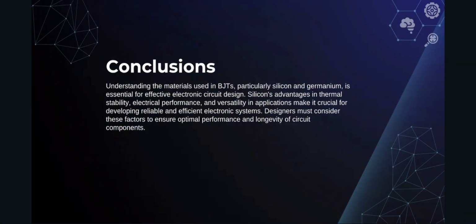Conclusion: understanding the material used in BJT, particularly silicon and germanium, is essential for effective electronic circuit design. Silicon's advantage in thermal stability, electrical performance, and versatility in application make it crucial for developing reliable and efficient electronic systems. Designers must consider this factor to ensure optimal performance and longevity of circuit components.